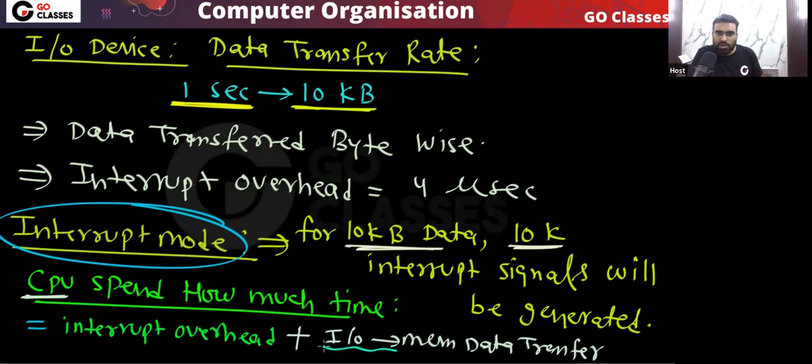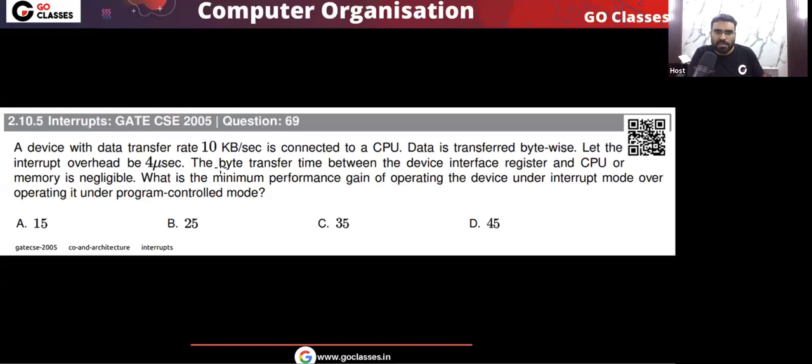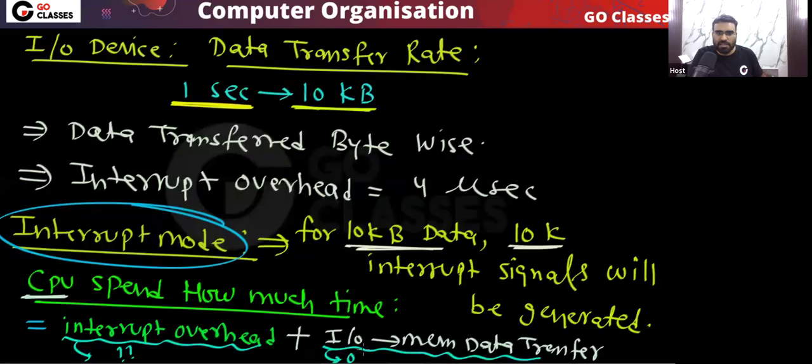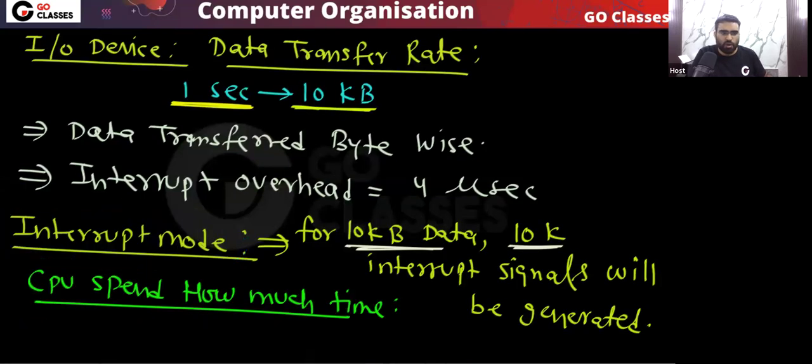The question is saying actual data transfer is zero. Yes or no? Now we only need to see what will be interrupt overhead, because the question is saying the actual data transfer time is negligible. Okay, see this. The byte transfer time between CPU device and main memory, that is negligible. So you can see this time is already zero. Now let's focus on the interrupt overhead.